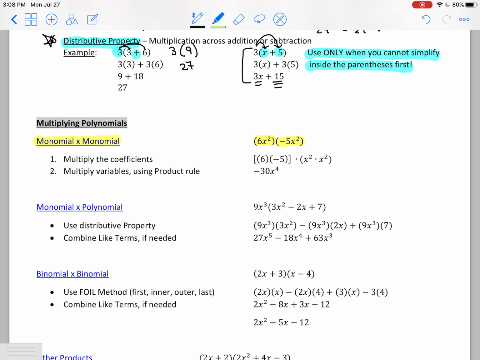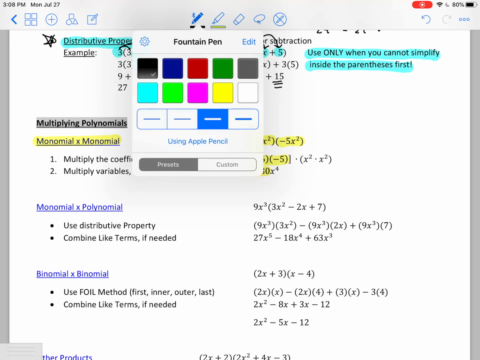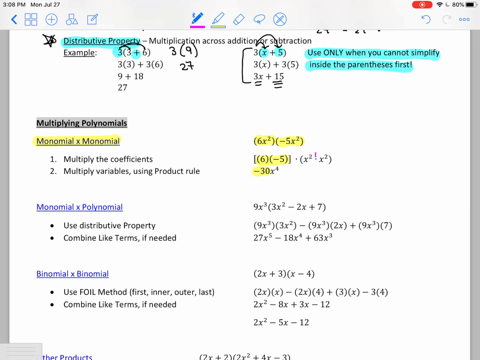And when we have this scenario, all we're really doing is multiplying the coefficients and then multiplying the variables using the product rule. So you can see we took this 6 times the negative 5. That's going to give us our negative 30. And then over here, we've got our x squared times our x squared. And of course, the product rule tells us to add the exponents when we have the same base. So that's where we get this x to the 4th. So we get a negative 30x to the 4th.